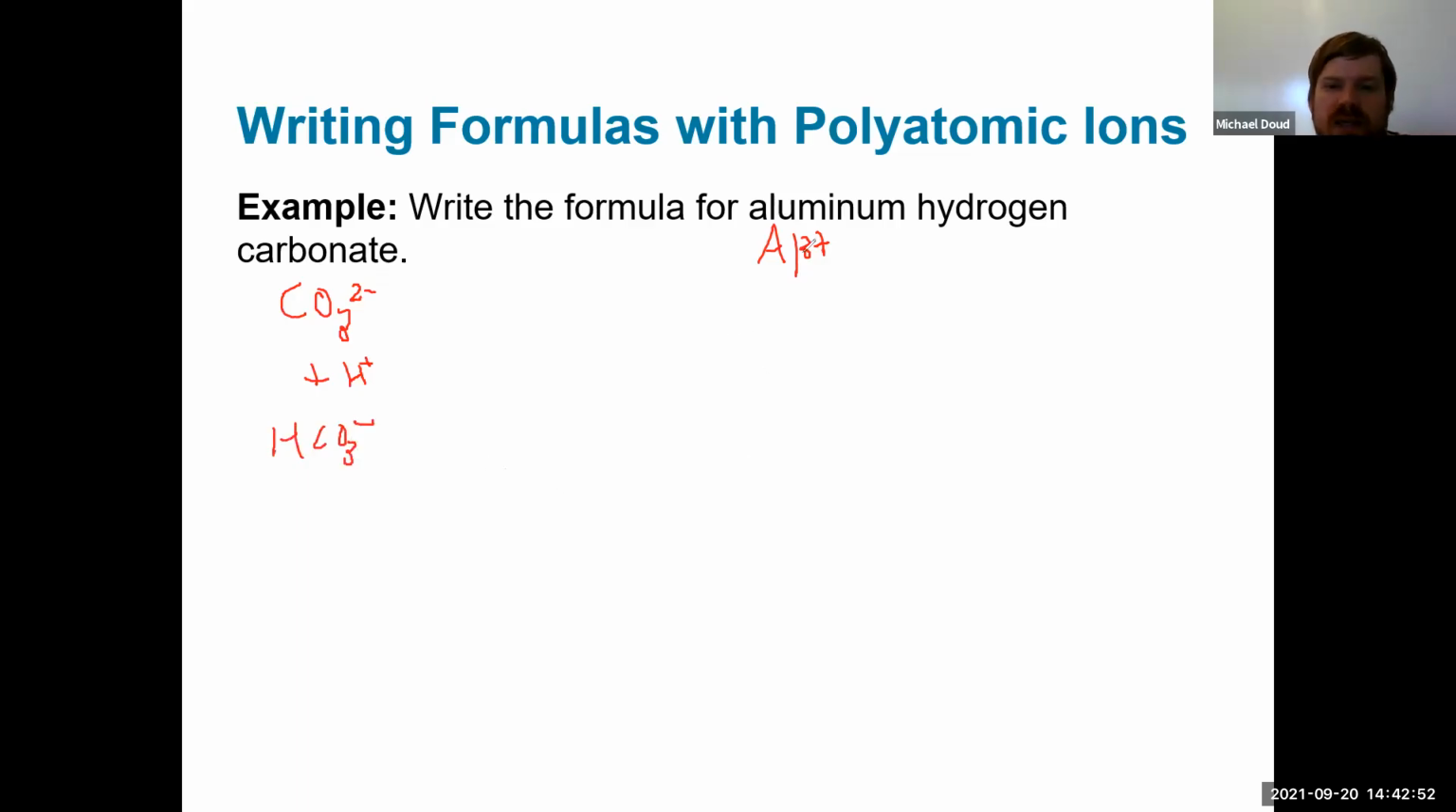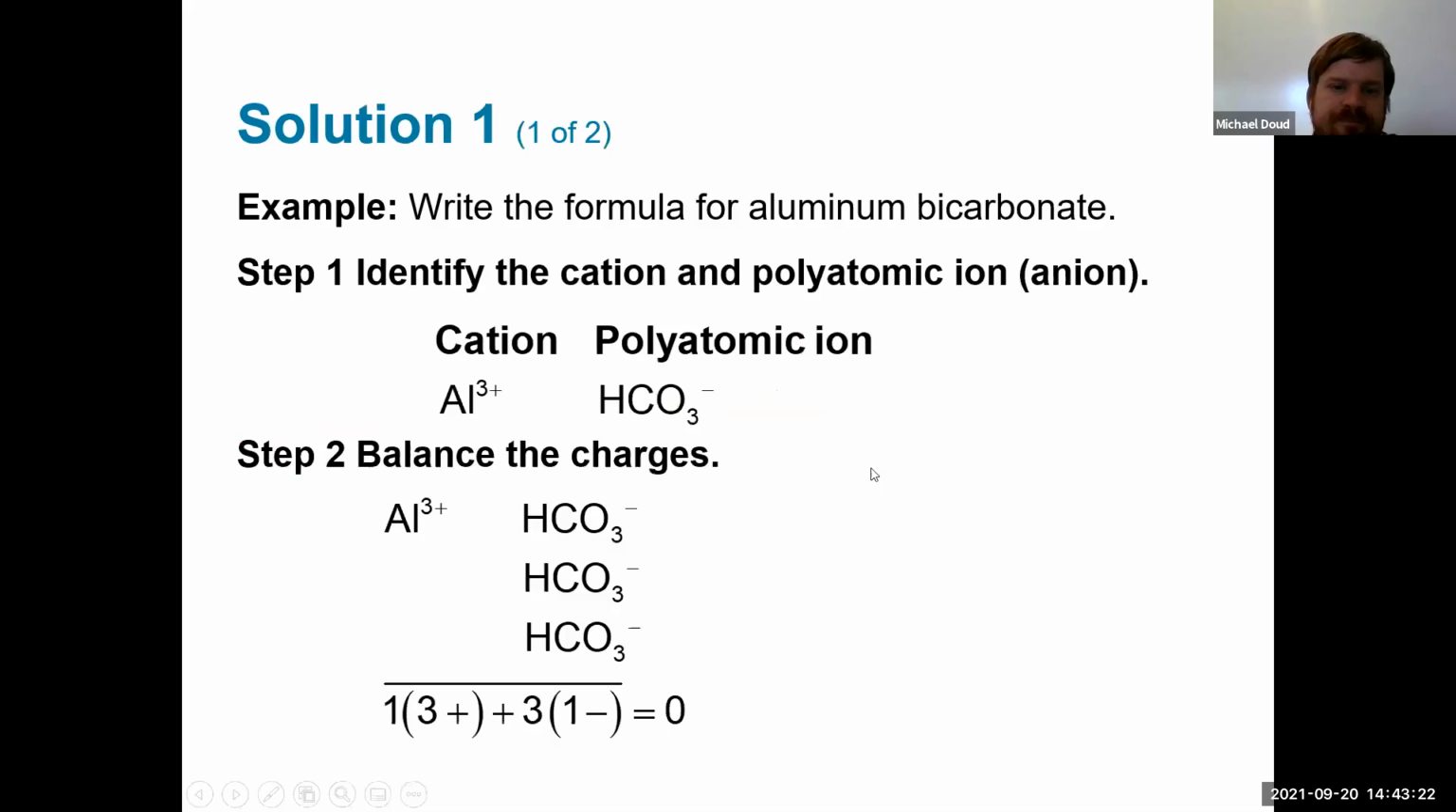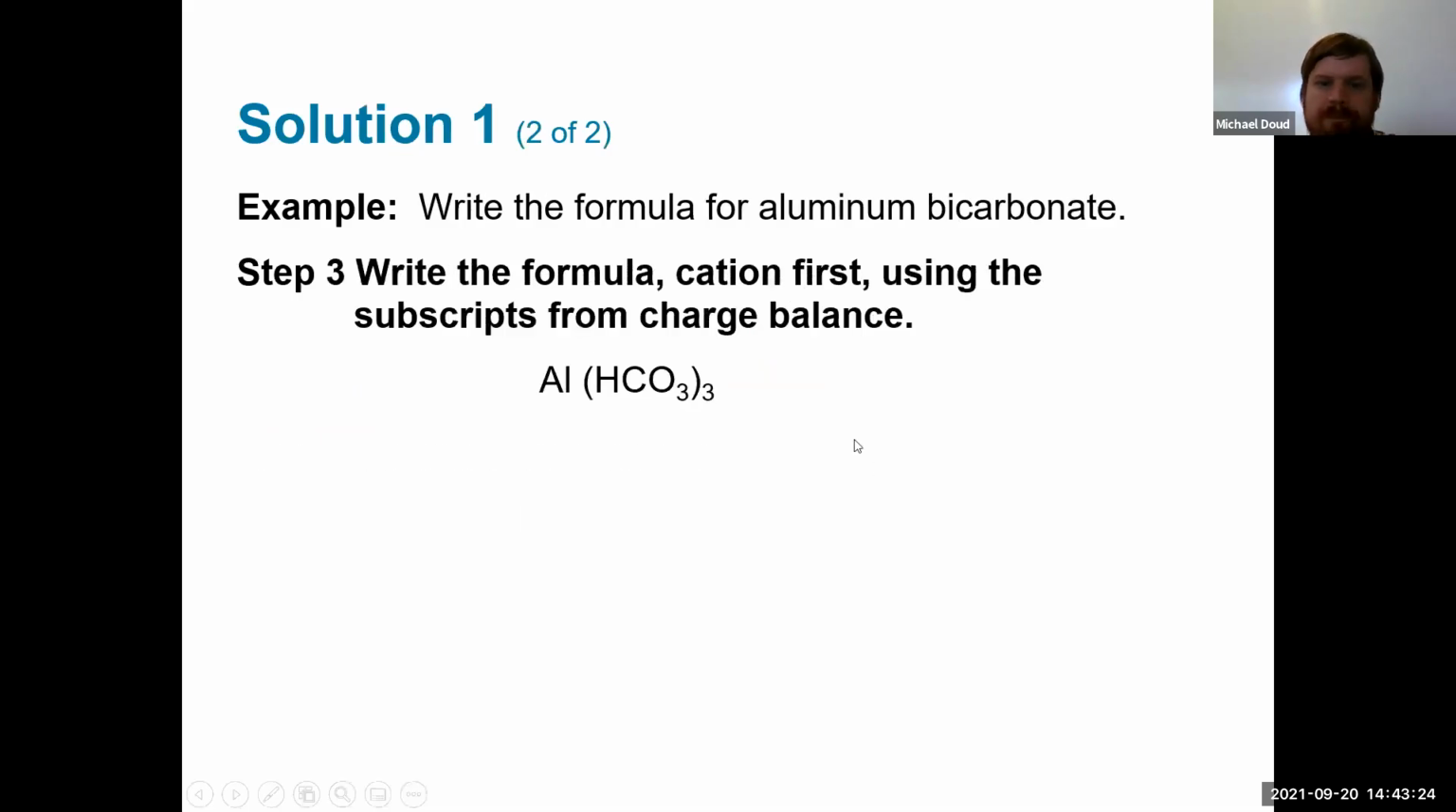Okay, so then we combine aluminum with hydrogen carbonate. You have to have a net neutral charge. 3+ with 1-. That means we need 3 of these for every 1 of these. So our formula should be Al, and then we need 3 of the hydrogen carbonates. So we put HCO3 in parentheses, subscript 3 on the outside, and boom, there's our aluminum hydrogen carbonate. Not too bad, right? As long as you have these memorized, it won't be a problem. So there it is, Al(HCO3)3.